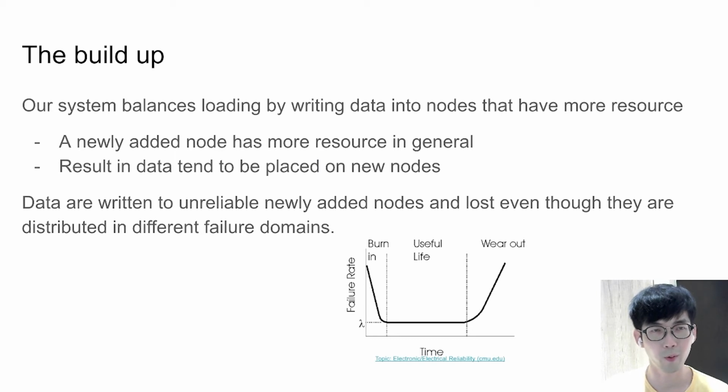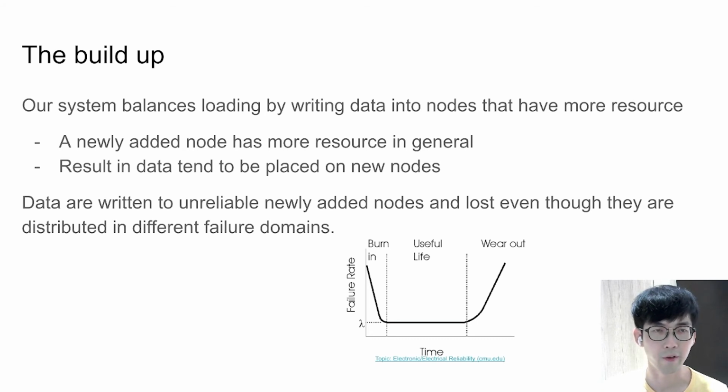So, why did this happen? The background is that the system not only considers reliability, but also load balancing. We consider both system usage and failure domains while choosing a location to store data. This implies that newly added nodes will have a higher chance to receive data, since they have more resources available compared to old nodes in general.